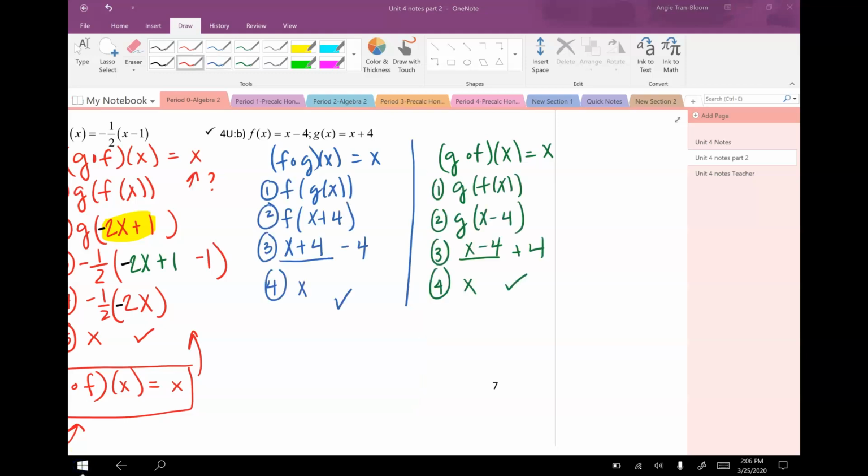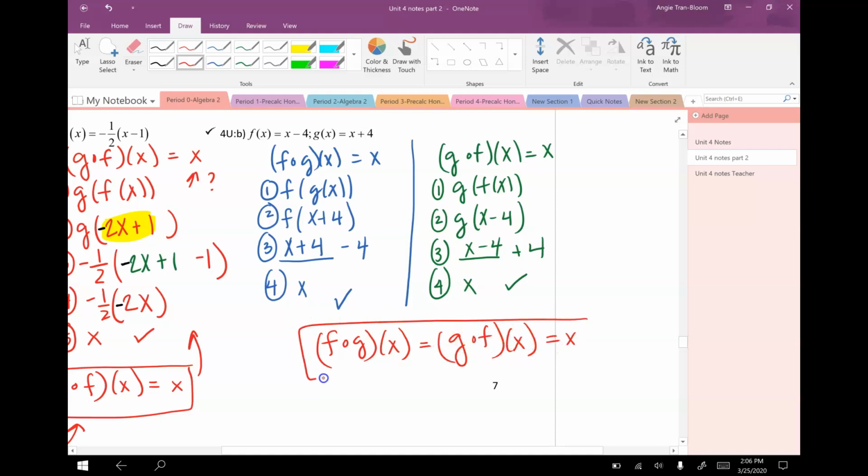For this check for understanding question, I have 4 steps altogether, and they happen to come out so that they both equal x. So we do need to write the final statement. F composed with g of x does equal g composed with f of x, which they both come out to be x, and we box that up. And again, the answer is really not that statement that we box up. The answers are in the steps themselves. And this is the last video for composition of functions.